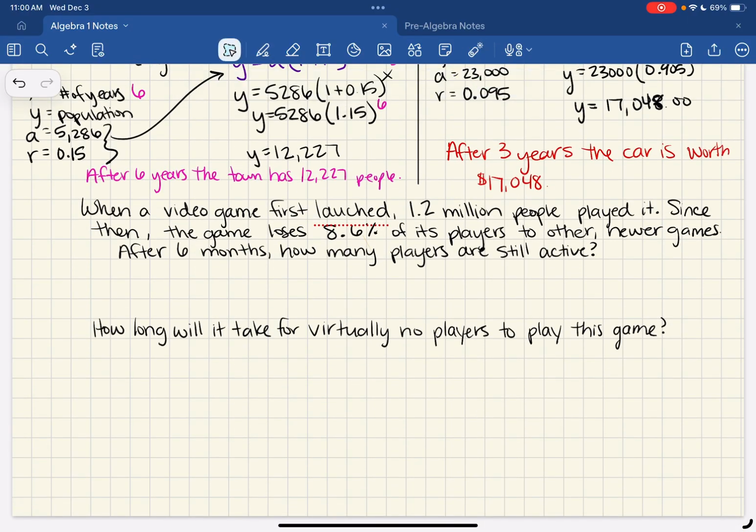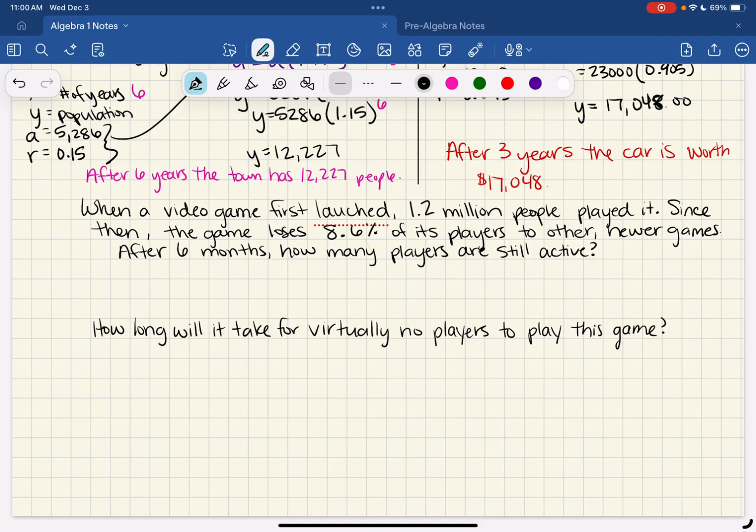Okay, here is our challenge problem for the day. So you guys are going to take this and try it yourself. Actually, I'll read it for you and then you can pause the video. When a video game first launched, 1.2 million people played it. Since then, the game loses 8.6% of its players to other newer games each month. After 6 months, how many players are still active? So you can go ahead and pause this video.